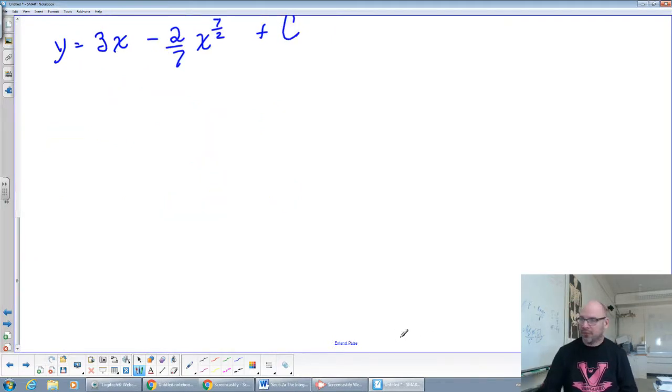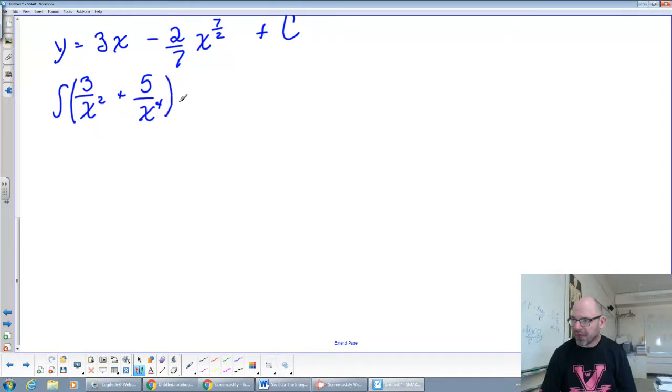So let's say we had integration of 3 over x squared plus 5 over x to the 4th dx. So we have to rewrite these as powers. This would be the integration of 3x to the power of -2, because if we bring it up, we have to change the sign of the exponent, plus 5x to the power of -4 dx.